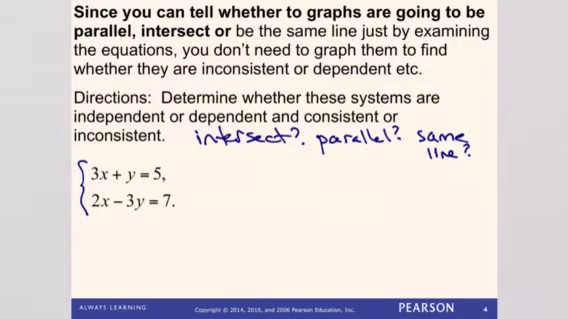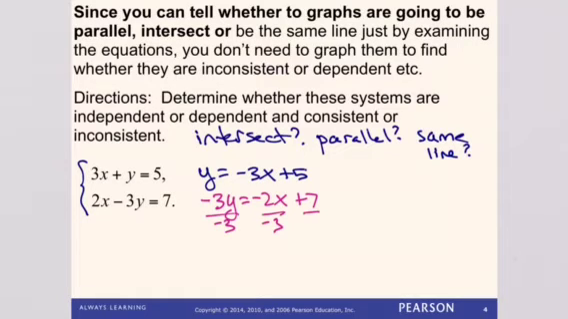So we need to solve these for y. So this will be y equals negative 3x plus 5, right? If I subtract 3x from both sides. This equation will be negative 3y equals negative 2x plus 7. I'm going to divide everything by negative 3. And I get y equals 2/3 x minus 7/3. So those two lines have different slopes.